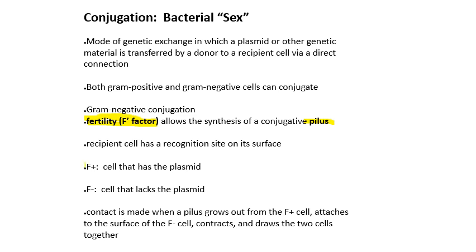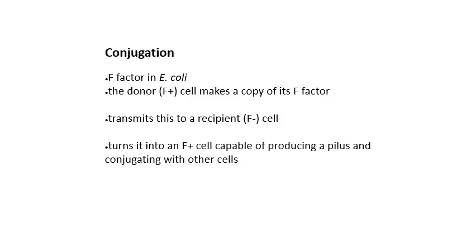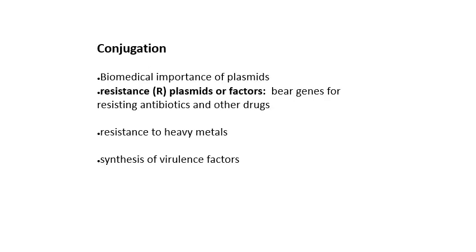So the cell that has the fertility factor is considered F positive or fertile, and the cell that doesn't, its neighboring cell, is going to be F negative, so it's not going to have that plasmid until it's contacted by the F positive cell, right? In gram-positive conjugation, it's a little bit different, where we're creating an opening between two adjacent cells instead of building this pilus. So let's look at, I think I have a picture here coming up of what this looks like.